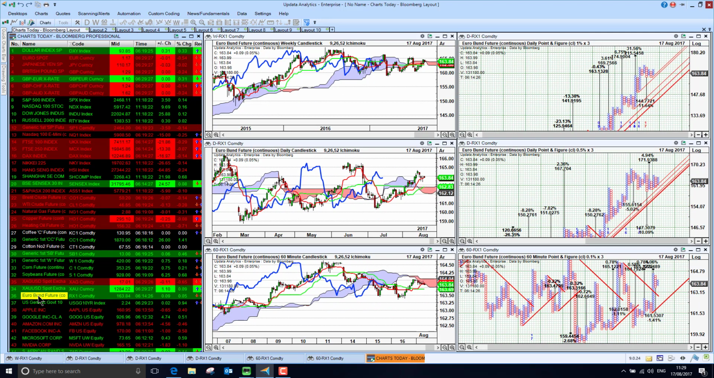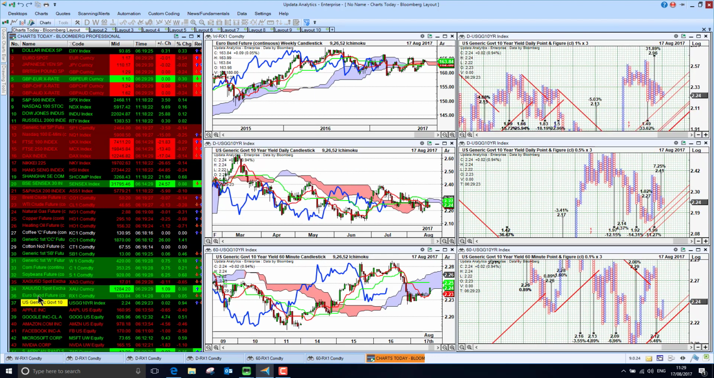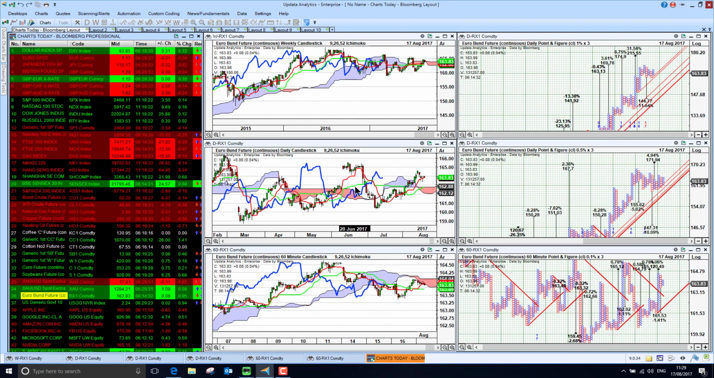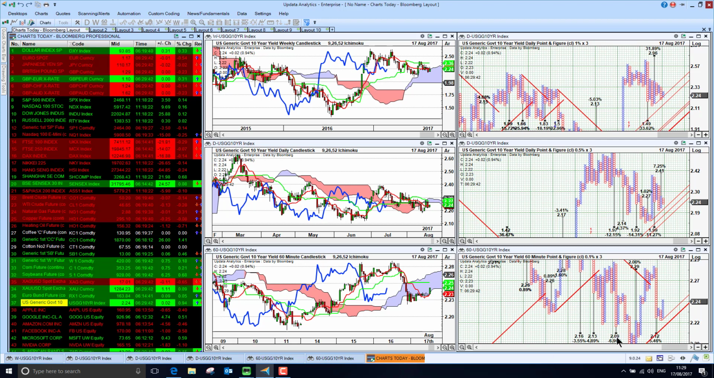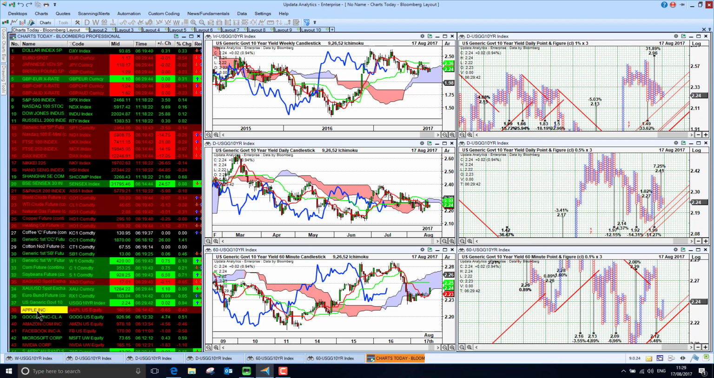Taking a look at the euro bund, we see the bund is actually looking just a little bit bearish in the short term. That's the actual price of the bund. When we look at 10 year treasury yields, we see here we are just in bullish territory, although we still have a lot of downside targets hanging over us.